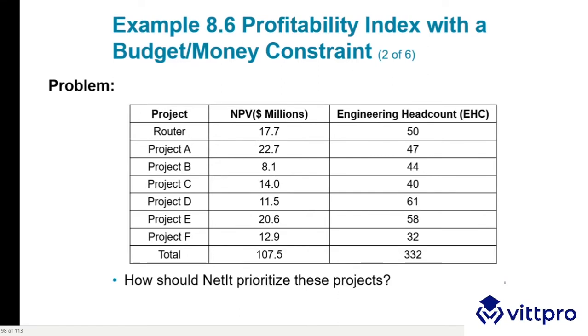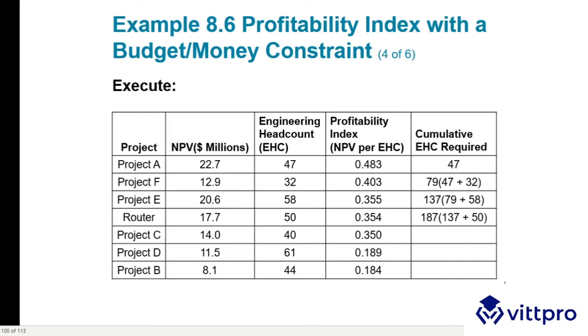So first we will calculate the profitability index based on engineering headcount. So NPV divided by the engineering headcount. So that will come out like this, and we will sort the projects. So 0.4, 0.4, 0.35, 0.35, 0.35, and all those. And then we will see what is the accumulative headcount which is required, right? So 47 plus 32, 79 plus 58, 130, 137 plus 50 on this project, 187.